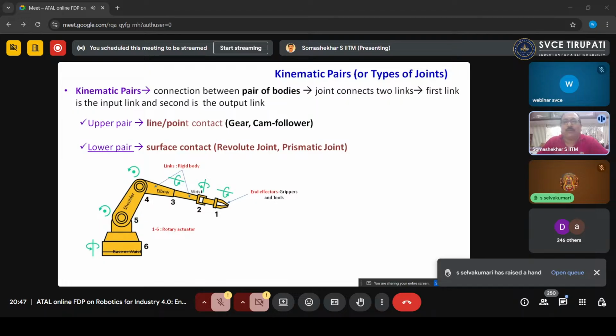What I am showing is a 6 degrees of freedom robot. You will see the base and a wrist attached to the ground. Then you will see the shoulder, then the elbow, the arm: shoulder, elbow, and wrist.